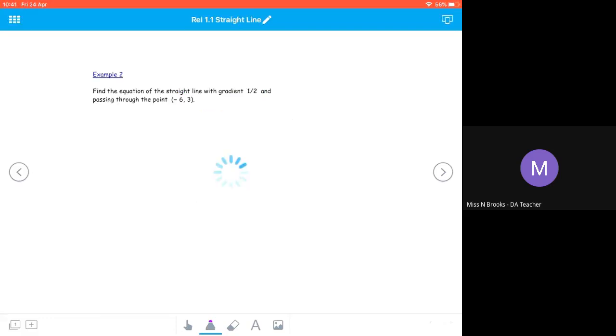So let's have a look at another example. Now, you won't always have a gradient that's a whole number. Sometimes it will be fractional. So in this one, we have a gradient of half. So let's write our equation, y equals mx plus c. This time our gradient is a half. So we can say that m equals a half, or 0.5 if you want to use a decimal.